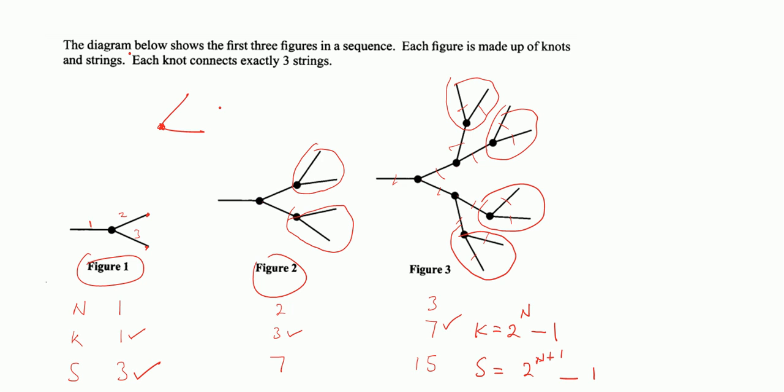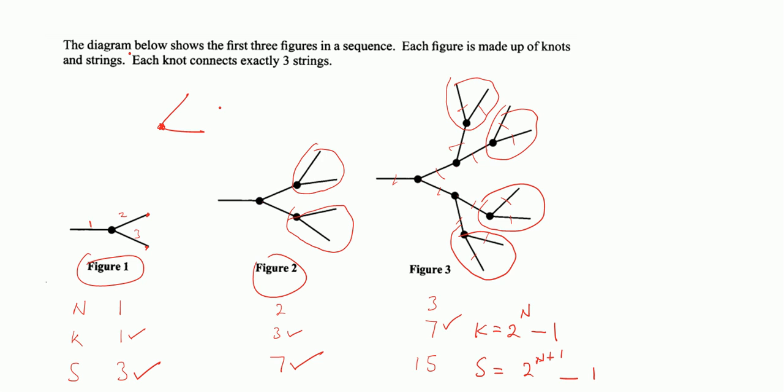So we get 3. If we plug 2 into the equation, it becomes 2 to the power 2 plus 1, which is 2 cubed. And 2 cubed we know is 8. 8 minus 1 will give me 7. So it's correct.